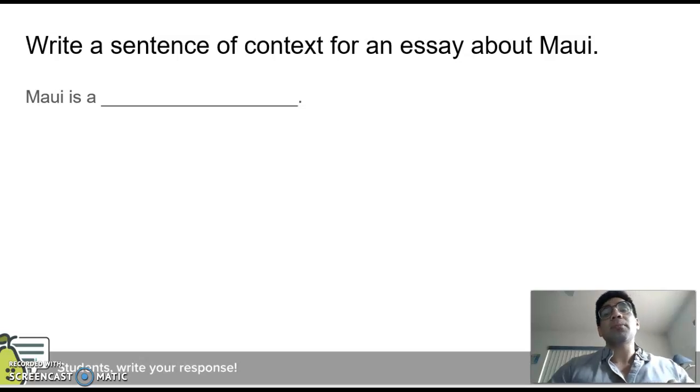Alright guys, so Maui is an island in the Pacific Ocean. Maui is a Hawaiian, a part of the Hawaiian archipelago, whatever you guys want to say about Maui. Remember, very short, I just want one sentence about what is Maui for readers who may or may not be familiar about the island of Maui.